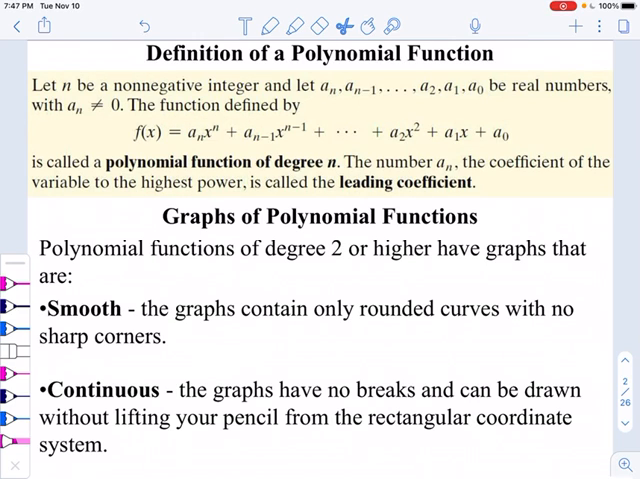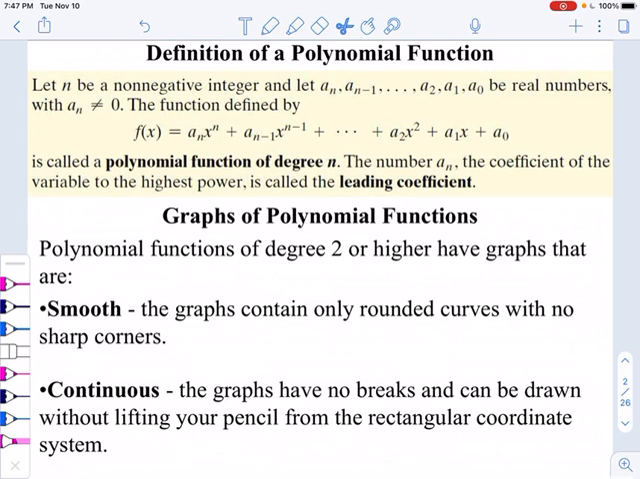So it says graphs of polynomial functions. Polynomial functions of degree 2 or higher have graphs with certain characteristics. The first characteristic is that they are smooth. The graphs contain only rounded curves with no sharp corners. Like an absolute value has a V shape, that's a sharp corner. All of our polynomial functions are going to have smooth curves.